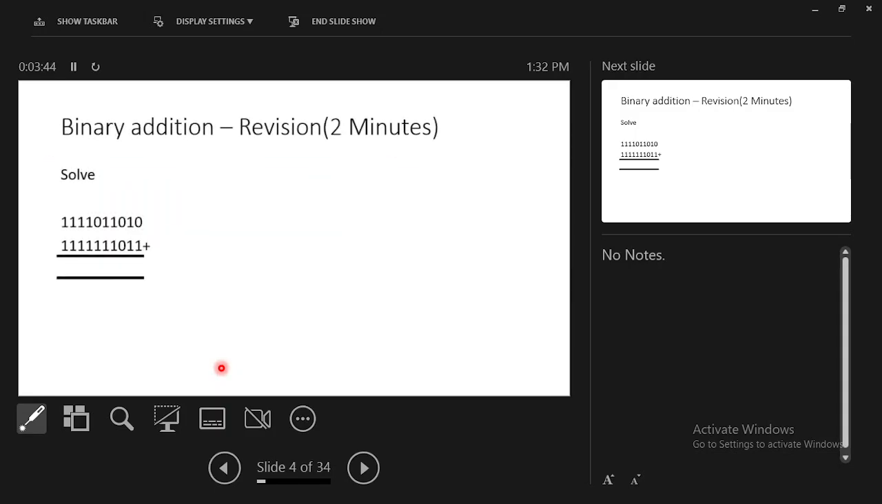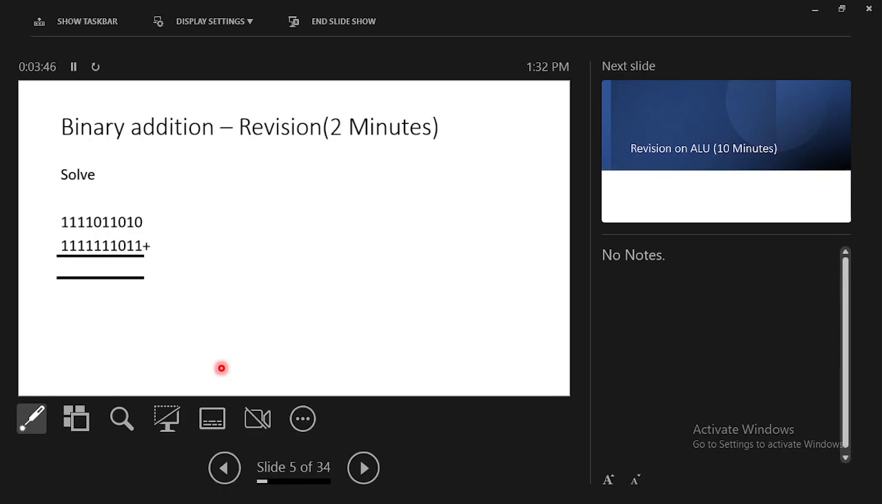We start with the standard discussion, binary addition. I'll quickly solve this question, guys. One plus one plus one plus.